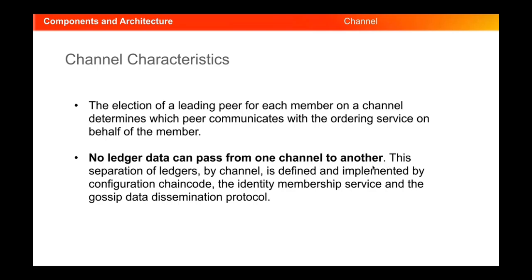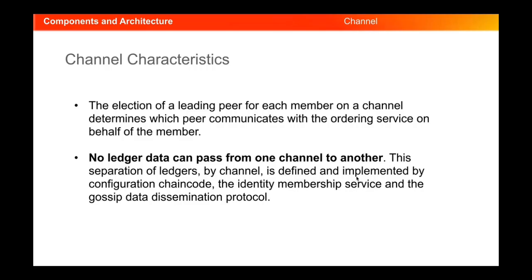This is a very important point to remember. The separation of ledger is very important in Hyperledger Fabric. That is its main feature. So this separation of ledger by channel is defined and implemented by configuration chain code. The identity membership service provider and the gossip data dissemination protocol help to do this.